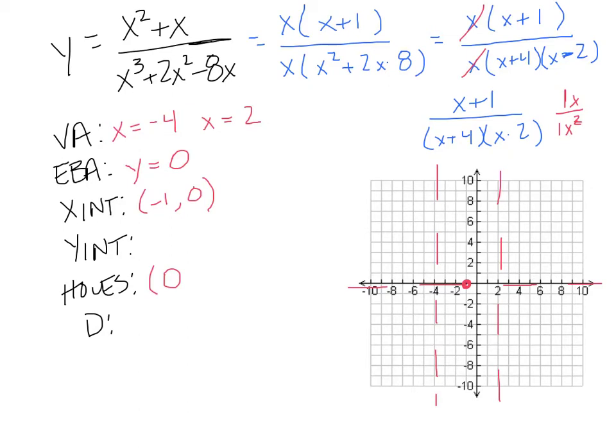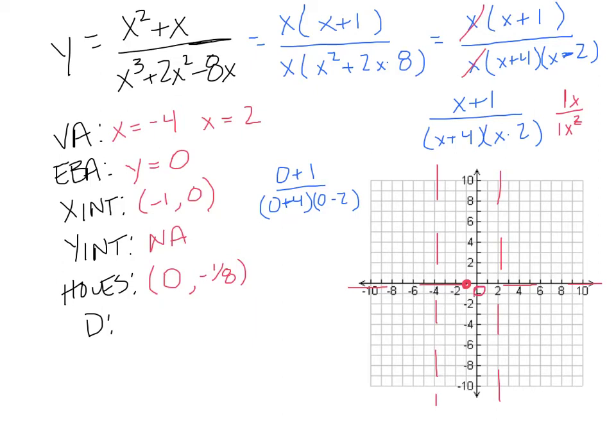Now, let's think about our y-intercept. Normally, the y-intercept is the point when x is 0. But remember, our hole was at x is 0. So we actually don't have a y-intercept in this case. The y-intercept and the hole are going to be one and the same. So let's go ahead and find the other part of the hole so we can see that point. We're going to plug in a 0 for all of our x's. So I have 0 plus 1 over 0 plus 4, times 0 minus 2, which is going to be 1 over negative 8. So negative 1/8. That's where the hole is going to exist.